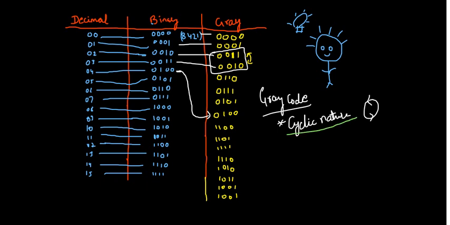Let me open a new page so that we can discuss the thing in more detail. So we are learning about the gray code, and till this time we have studied that it is cyclic in nature.